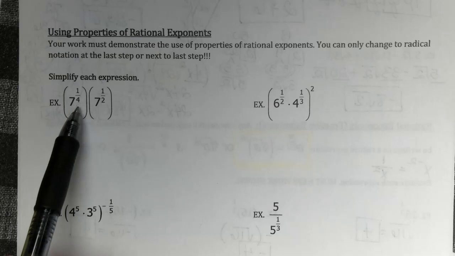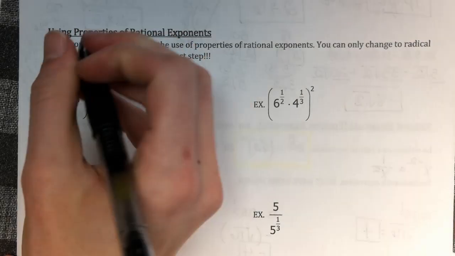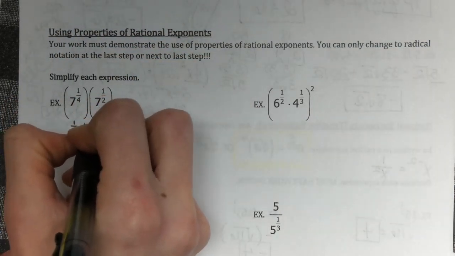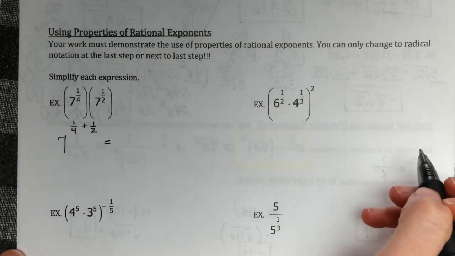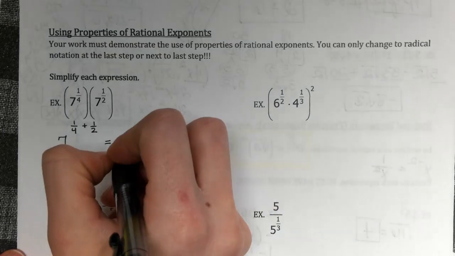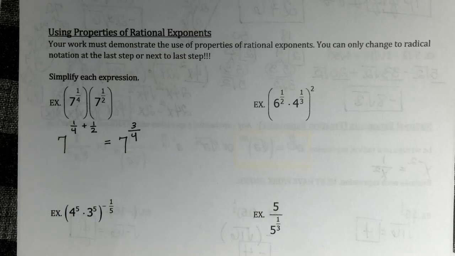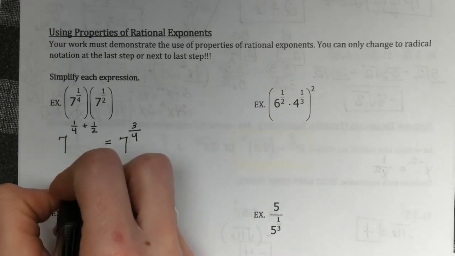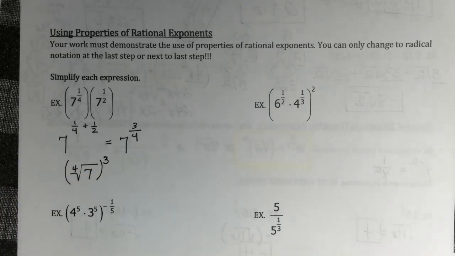So if I have 7 to the 1/4 times 7 to the 1/2, I'm multiplying like bases. So I am taking 7 and adding 1/4 plus 1/2. Well, 1/2 is the same as 2/4, so 1/4 plus 2/4 is 7 to the 3/4. Now there's no other simplifying I can do. So from this point, then I can rewrite it in radical form. Okay, this is going to be the 4th root of 7 raised to the 3rd power.